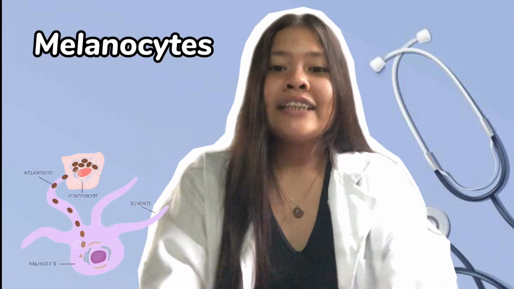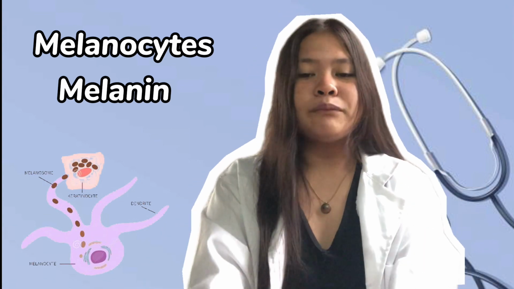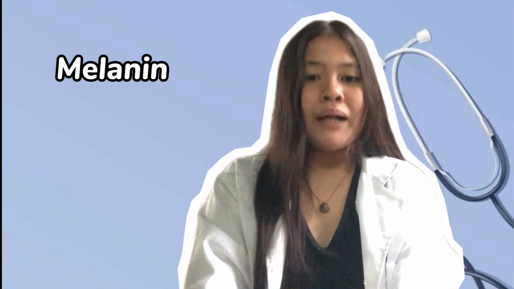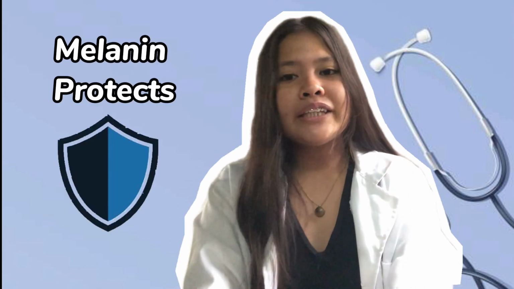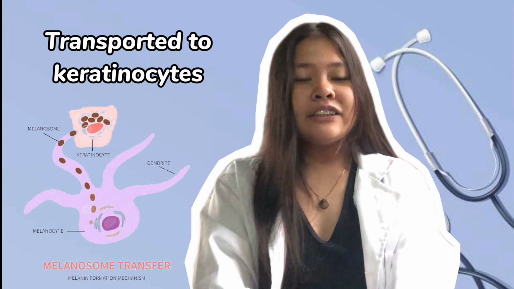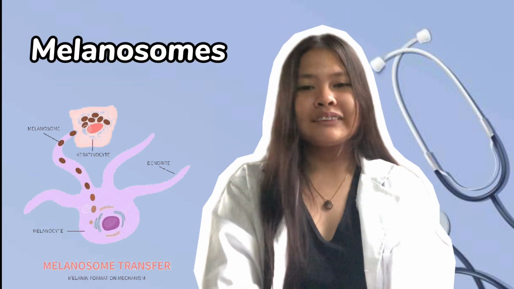Stratum basale also has another type of cells like melanocytes. These cells make a protein called melanin, and melanin is a pigment that can result in a different range of colors. Melanin protects skin from being damaged and it is actually transported to keratinocytes in organelles called melanosomes.